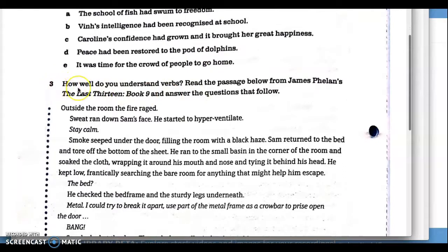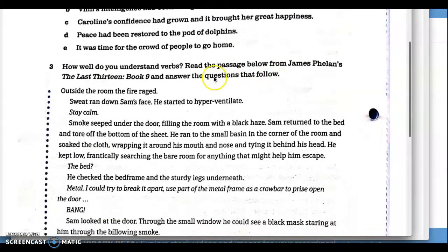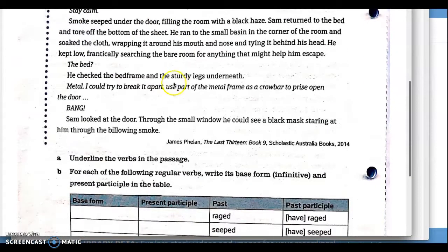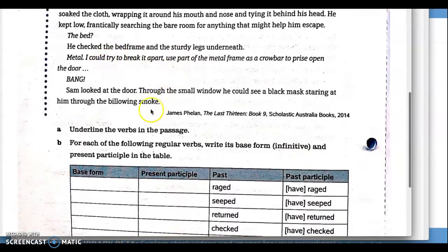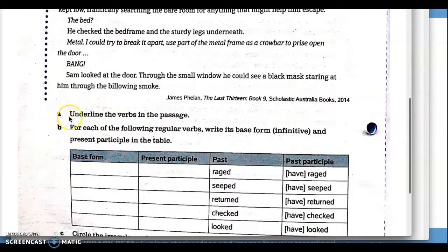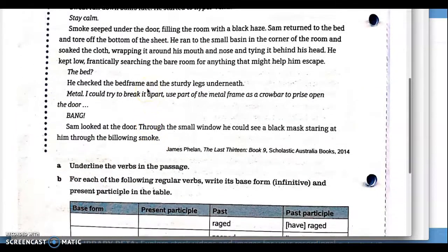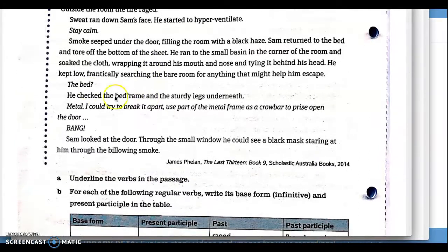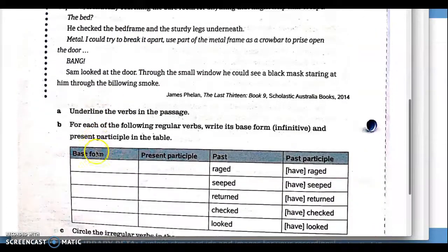Number 3 asks us about verbs as the topic. So how well do you understand verbs? So again, read the passage from James Phelan's The Last 13, okay? So the first thing you will do is read this passage and then you're going to answer the questions that follow, okay? So you read the passage, and the first question, question A, underline the verbs in the passage. So you will go back, check to see what a verb is, or look on the internet, and underline the verbs.